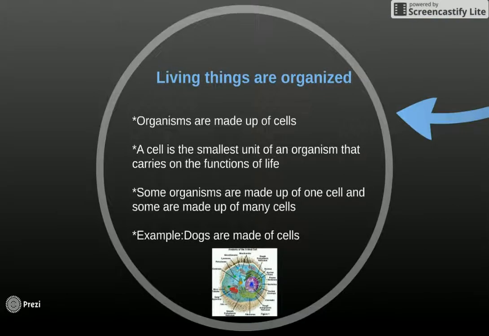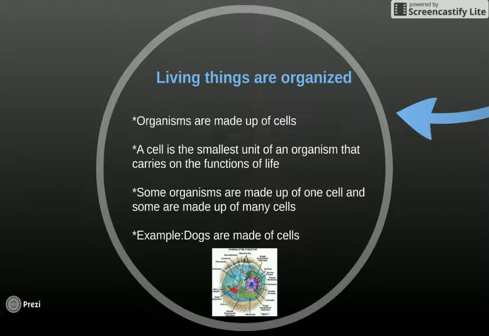So living things are organized. All organisms are made up of cells. Later we're going to talk about whether those are eukaryotic cells, prokaryotic cells, whether they're made of just one cell like bacteria or made of many cells like humans and animals and plants, and most things are made of many cells. The cell is the smallest unit of an organism that carries on the functions of life.